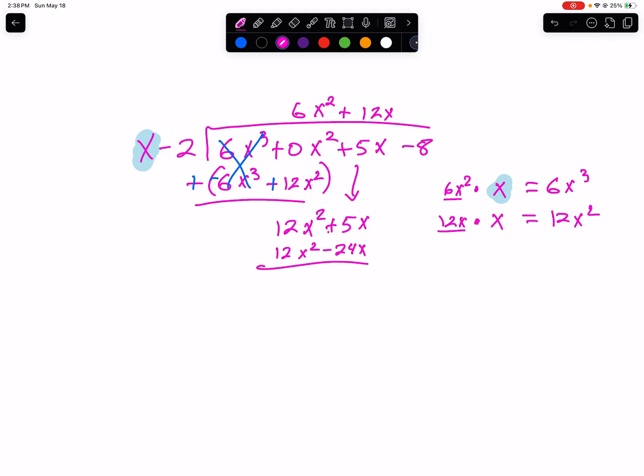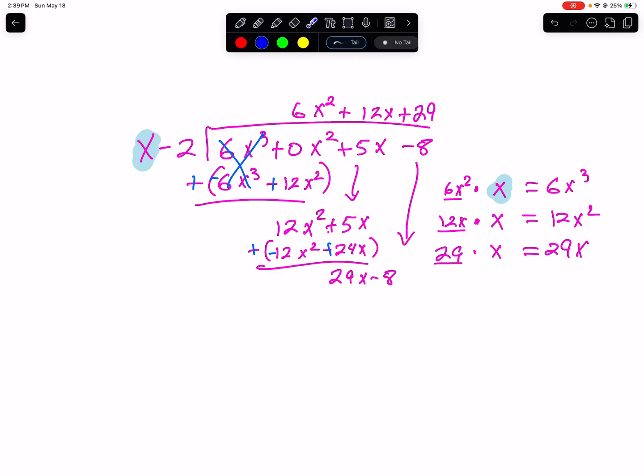And then we're going to do our 3 switches again. Switch, switch, switch. 24 plus 5 is 29. So 29x. Bring down that negative 8. And then over here we're saying what times x equals 29x. So 29. So plus 29.